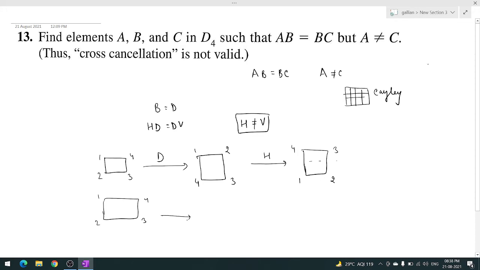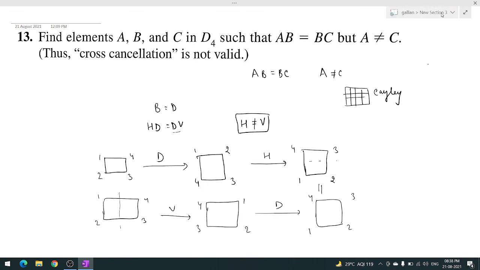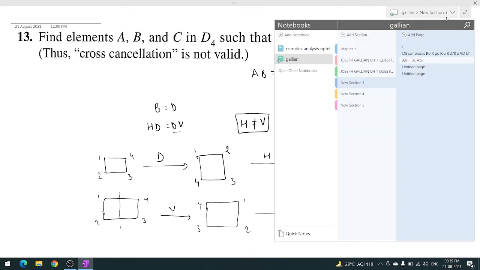Now similarly with this, we will first do V because we have to do DV. When we do V, it's vertical flipping. So it will be 4, 3, 2 and 1. Now we have to do D, the diagonal flipping, and ultimately it will give 4, 2, 1 and 3. So you can see both are equal, but H and V are not equal. This is an example you can give, and you can also find some other examples as well. Write in the comment if you find such.